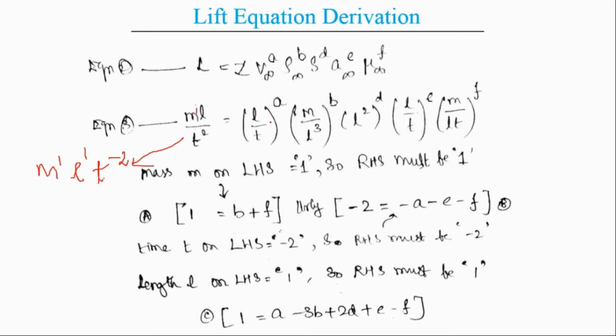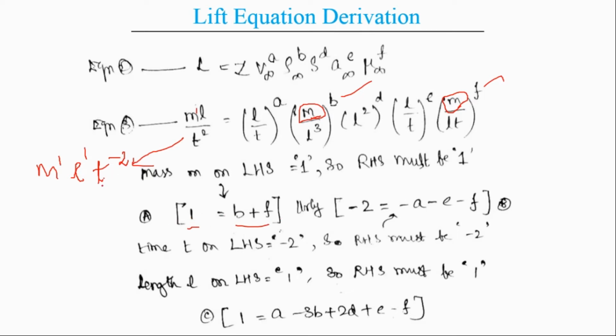So we are categorizing or collecting all the right hand side factors which are dealing with m. First, on the right hand side, we see that m is over here and here. The power associated with it is b and f. So if we combine, the summation of b and f must be 1. So b plus f is equal to 1.